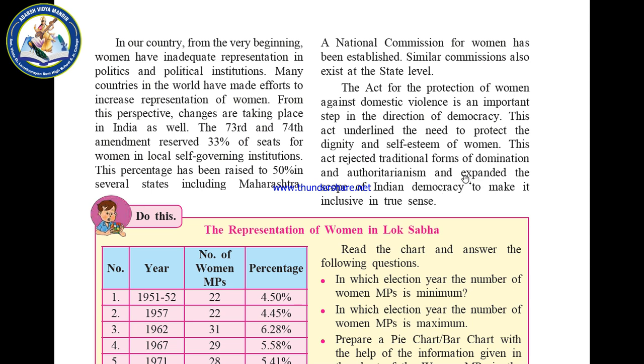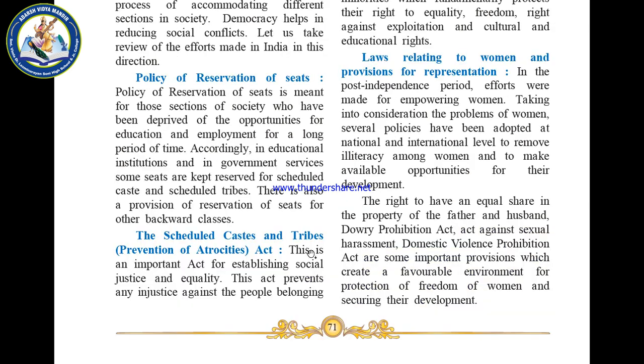Afterward, domination is rejected as well as the authoritarianism, means the male having only authority has also been rejected, and then it expanded the scope of Indian democracy. It made Indian democracy wide ranging. Indian democracy का scope बढ़ा दिया and made it all inclusive in true sense. All inclusive, डेमोक्रेसी में सबको include किया जाना चाहिए. ऐसी डेमोक्रेसी इंडिया में available हुई.